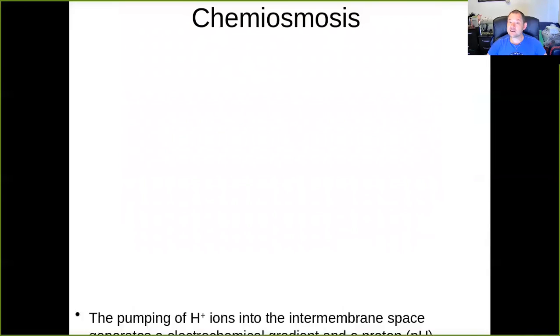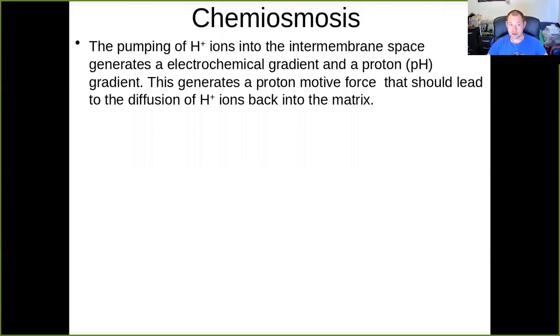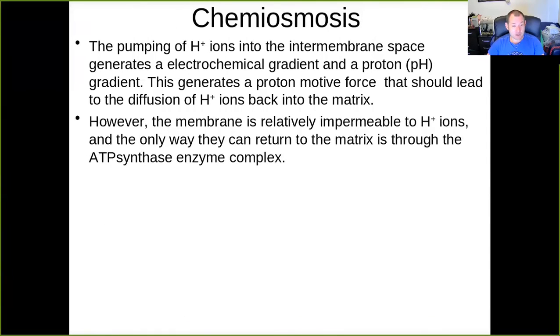Then we have chemiosmosis. The pumping of H plus ions into the intermembrane space generates an electrochemical gradient and a pH gradient. Basically, lots of protons inside, none outside, they want to leave. So this is known as a proton motive force that should lead, in theory, to a diffusion of H plus ions back into the matrix. However, the membrane is relatively impermeable to H plus ions, and the only way they can return to the matrix is through the ATP synthase enzyme complex, the water wheel.